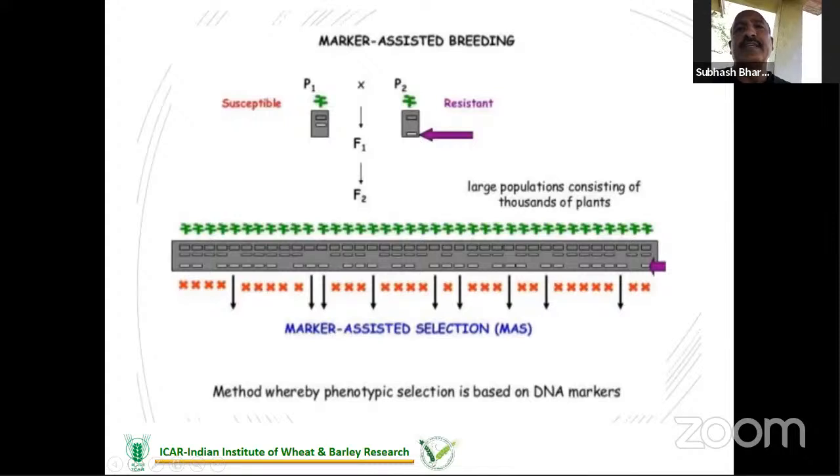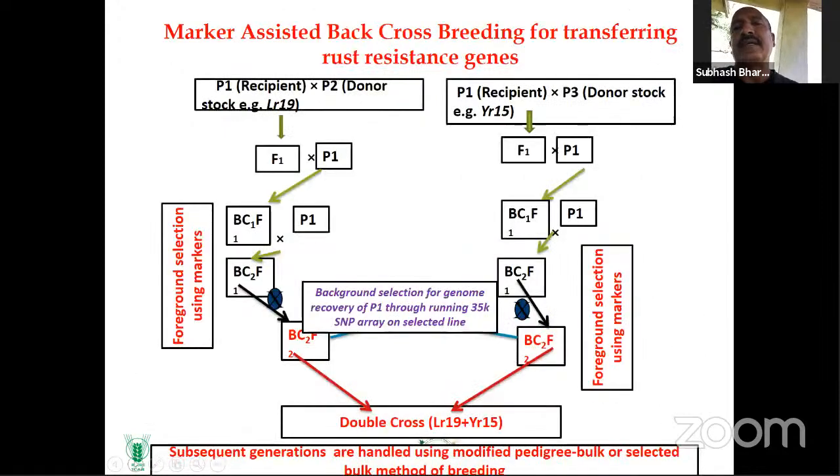If you go for marker-assisted backcross breeding, you can minimize the number of populations and generations, because here you have selection backed by tightly linked markers. And the best thing is that if you go for screening and evaluation against different pathotypes in different locations, you can definitely have a better choice.